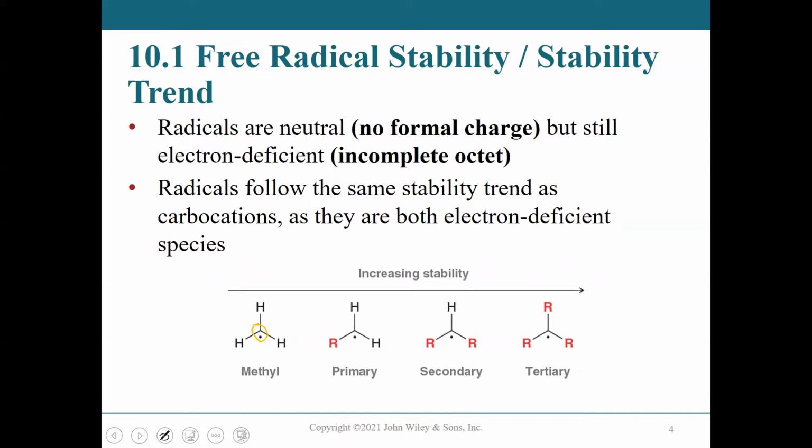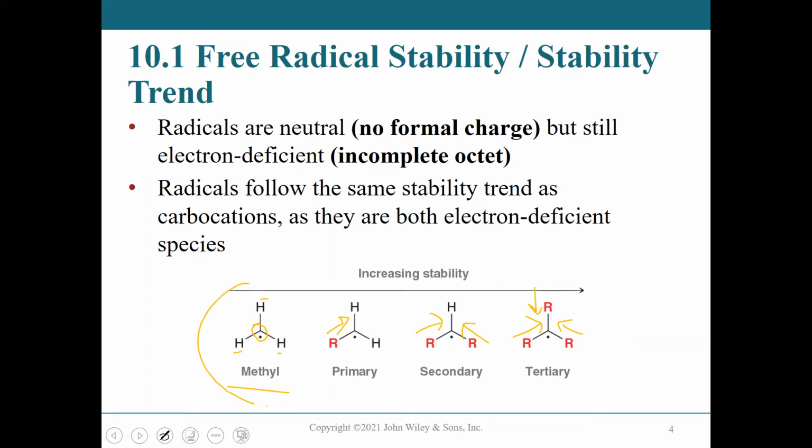For example, the methyl radical, all the way on the left, gets no help from hydrogen. Hydrogen has only one electron. If you are demanding shielding from another atom, hydrogen is the worst because it has no core electrons to help. In a primary radical, the R group donates electron density. In a secondary, I have 2 groups donating electron density. And in a tertiary, I have 3 groups donating electron density. So a tertiary radical is more stable than a secondary, then primary, and then the methyl.